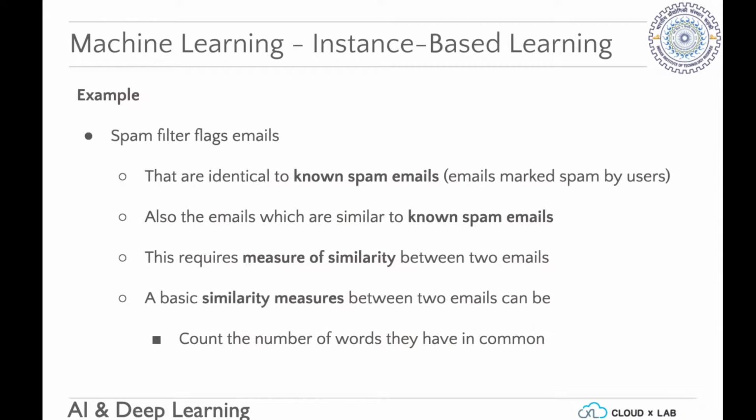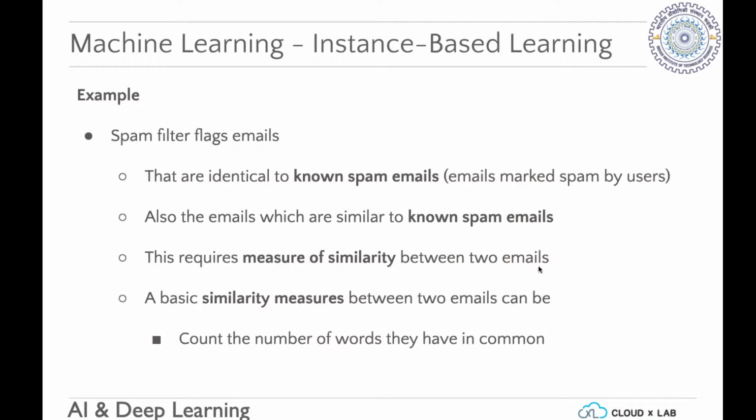One example is the way a spam filter flags emails. For example, you know that these emails are identical to known spam emails, because they have been marked by other users. So the questions are: is it identical to known spam emails? Are the emails similar to known spam emails? What is required is a measure of similarity between two emails.